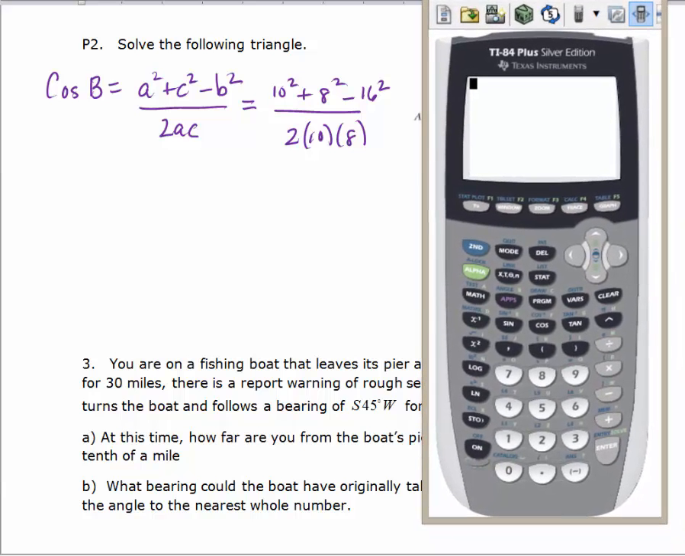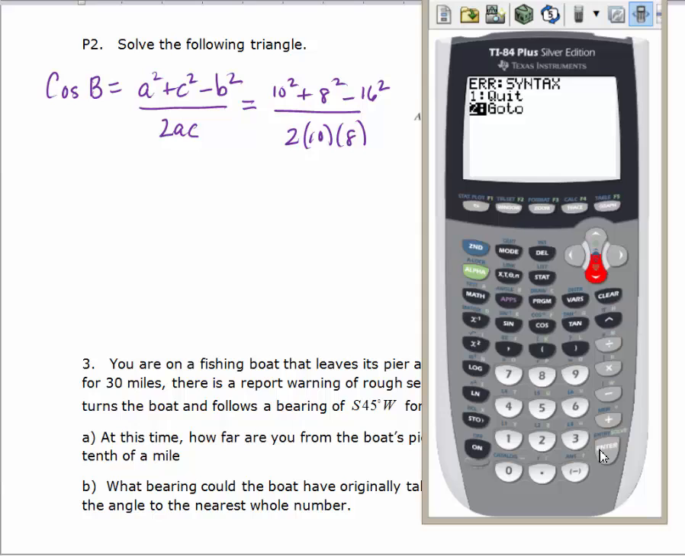Okay, and we know that if cosine B equals this expression, we want to do second cosine. And so I'm going to open parentheses for the numerator. It's going to be 100 plus 64 minus 16 squared, which is 256. Close the parentheses, divide by, I'm going to open the parentheses, 2 times 10 times 8, and close them. Close one more time, hit enter.